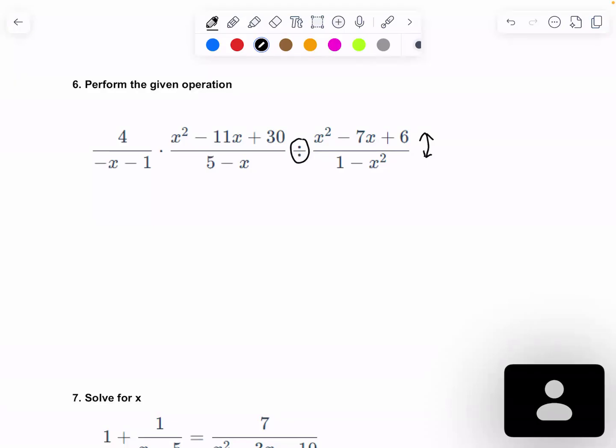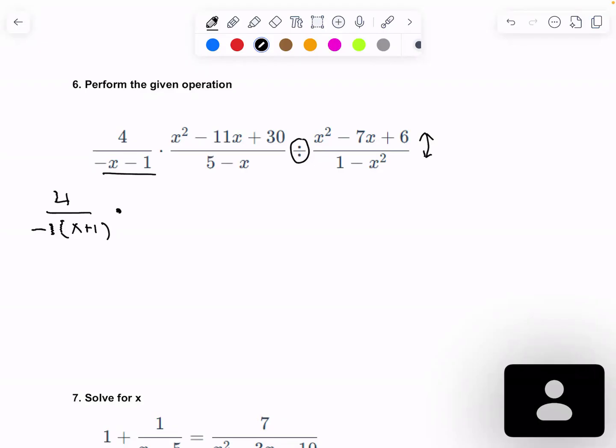Okay, so the first thing I see is, I don't like the fact that this is negative x minus 1, right? We want to make it positive x minus 1. So let's just change that by taking out a negative 1, and that'll change that to x plus 1, right? I'm hoping something is going to cancel. I'm hoping the top has an x plus 1.